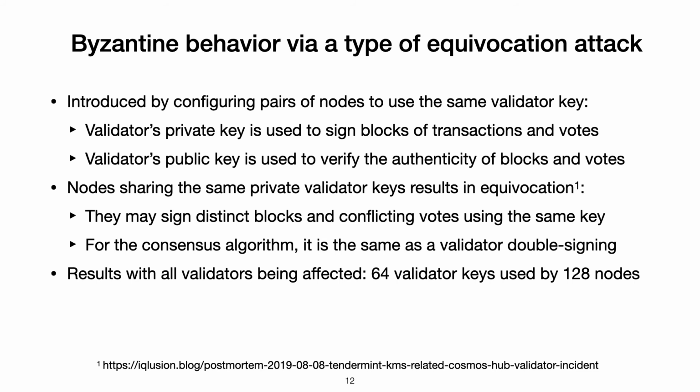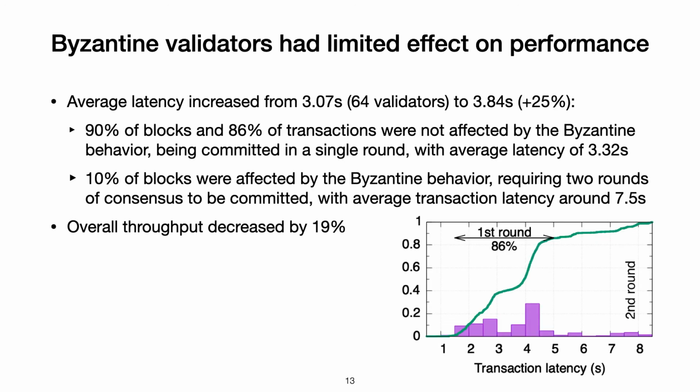We started introducing this malicious behavior with few validator keys in the network, but we didn't observe any noticeable effect. So we ended up with 64 validator keys being shared by the 128 nodes. So you have 2 nodes per key, which means that all validators are Byzantine. Even with this aggressive attack, we didn't observe any violation of the safety of consensus, or in other words, we didn't observe forks in the blockchain. But we did observe some impact in the performance of Tendermint.